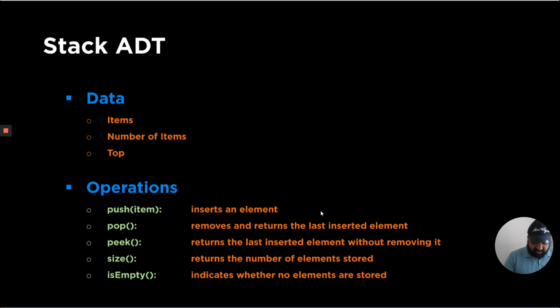So a stack usually consists of a set of items as well as how many items it stores. Whenever you are trying to design a stack data structure, whether it's array based or linked list based, which we are going to see very soon, you need to keep track of how many items the stack stores. The third piece of data that is a part of the stack ADT is the top pointer, which is the element on the top of the stack.